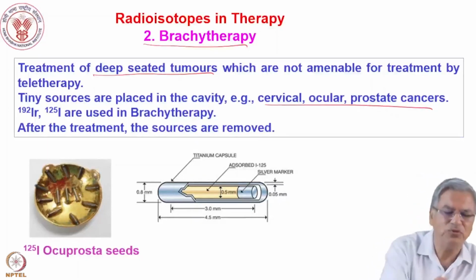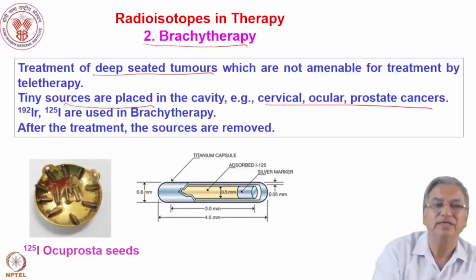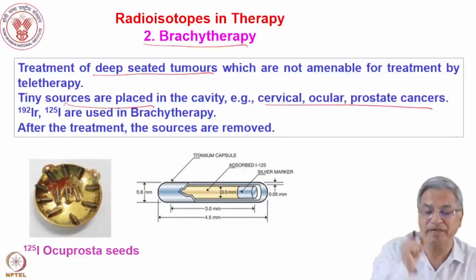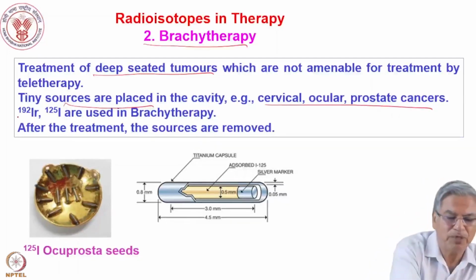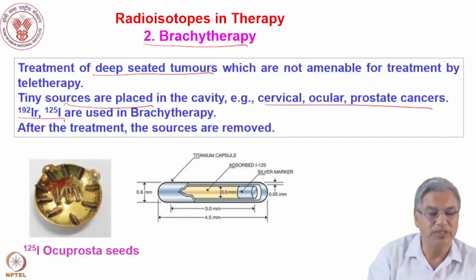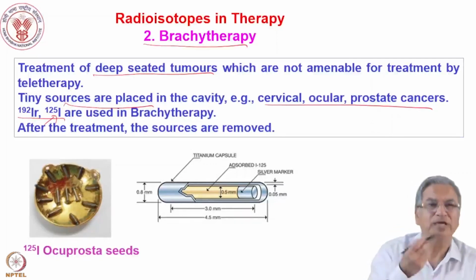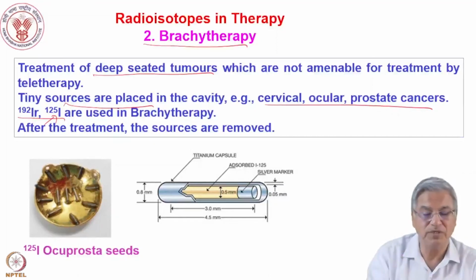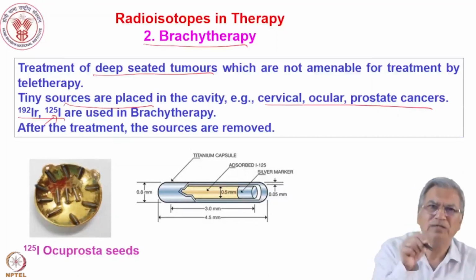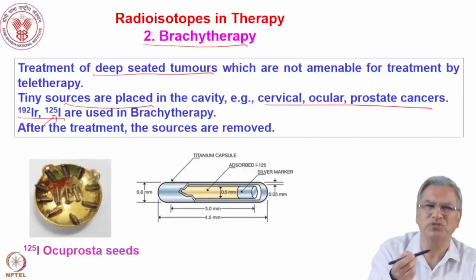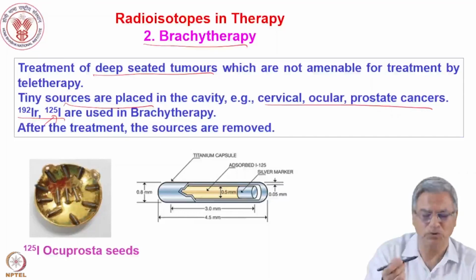In brachytherapy, you use tiny sources. They can be placed in a cavity, and particularly people use 192 iridium and 125 iodine. 125 iodine has a half-life of 60 days, and gamma ray energy is 35 keV or so, and 192 iridium about 100 to 200 keV gamma rays. So you put the sources for a particular period of time, and these are sealed sources, so they are not going into the bloodstream. You can just take them out after proper exposure.